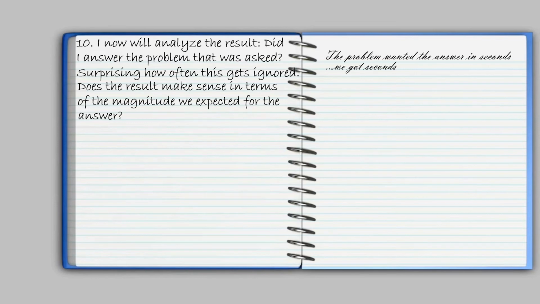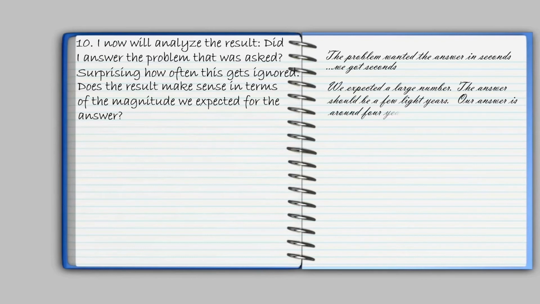Does the result make sense regarding the magnitude we expected for the answer? Well, we expected to get a large number for this computation since the star is such a large distance from us, and it should take a considerable amount of time for even light to get there. It might be prudent to do a little extra work and figure out how many years this value represents and see if we are in the right ballpark. I would think the answer should be a few light years. And we see that our answer in seconds is equivalent to 4 light years. Not bad, I think.